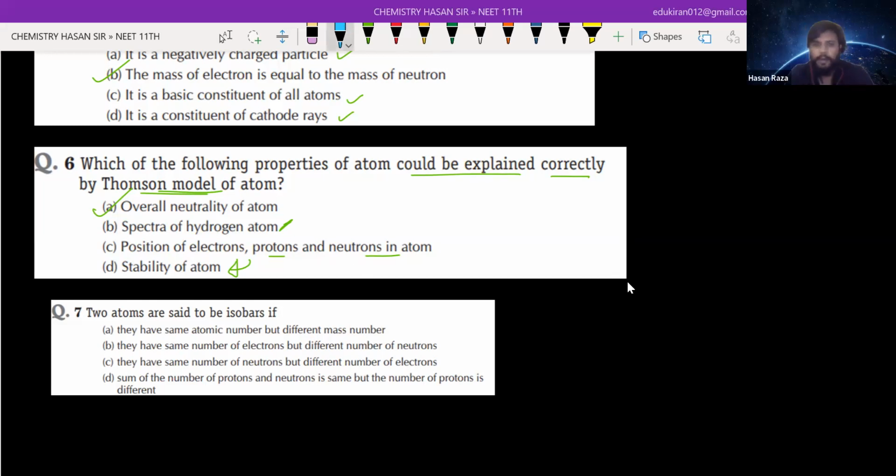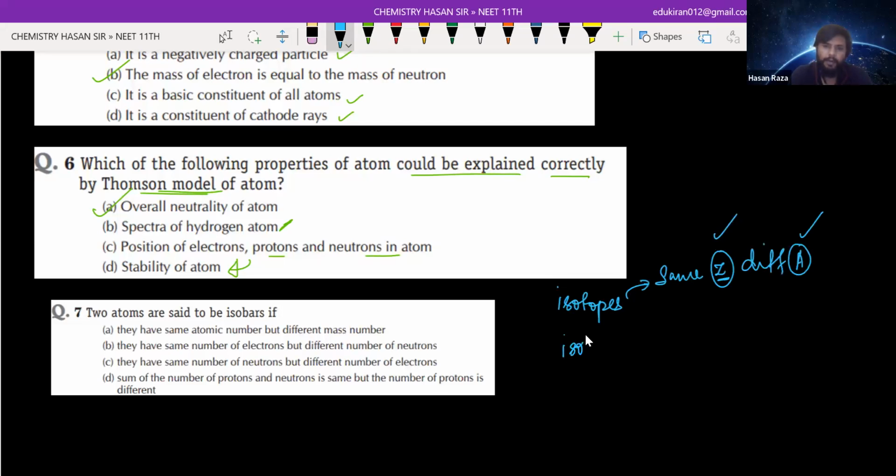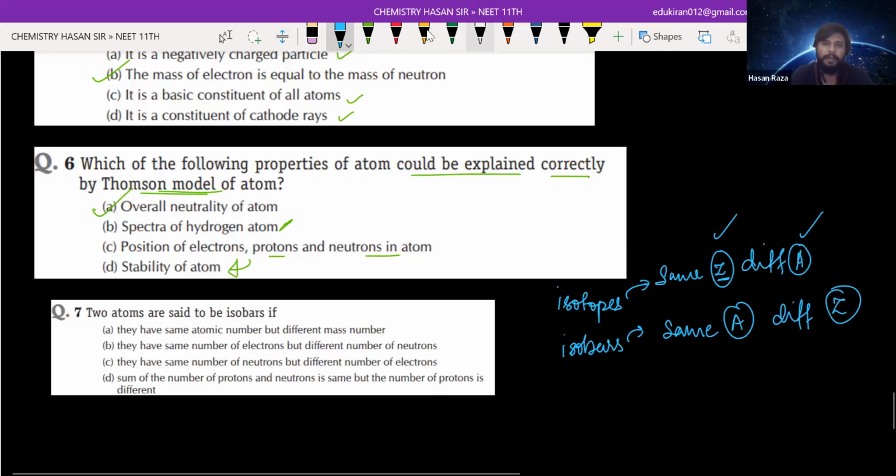So very good, everyone. Akib, do you know what are isotopes? I don't remember completely. Okay, no problem. Same atomic number, same Z means atomic number, different mass number. Mass number is denoted by A, atomic number denoted by Z. And if you are going for isobars, then it is same mass number, different atomic number. But here it is only given this, which is wrong, because this is your isotopes.